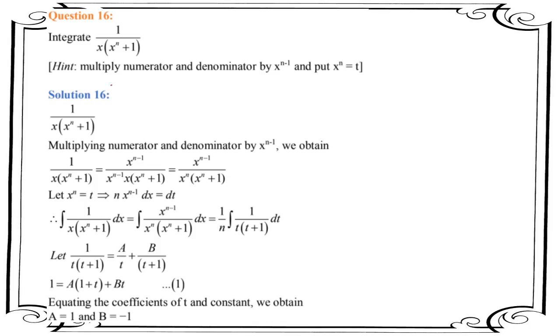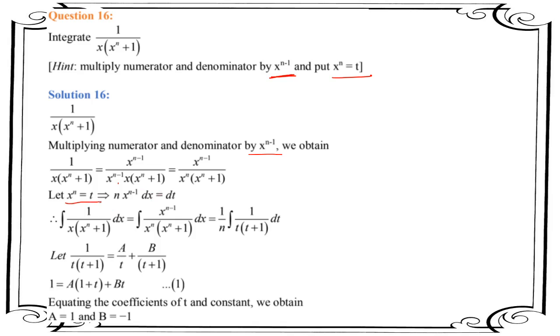Question number 16, integrate this thing. Multiply numerator and denominator by x raised to the power n minus 1, and then we have to substitute something. So let's go as per the given hint. Multiplying numerator and denominator by this thing, we get, whenever we have the same base in multiplication, the powers get added. So x power n minus 1 plus 1, minus 1 plus 1 will be cancelled and we get x raised to the power n. Then after that we have to do the substitution.